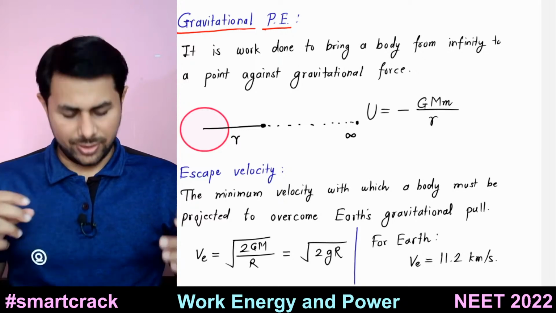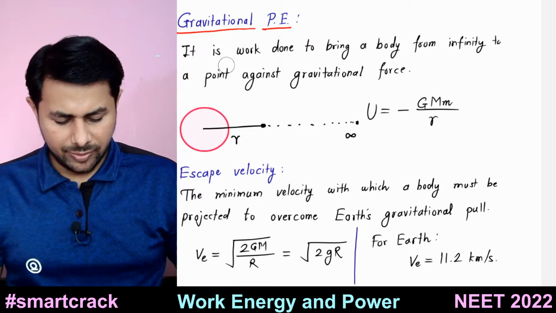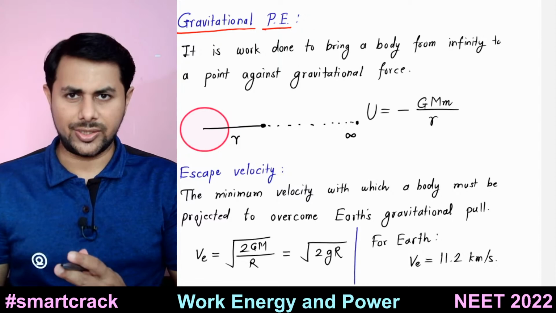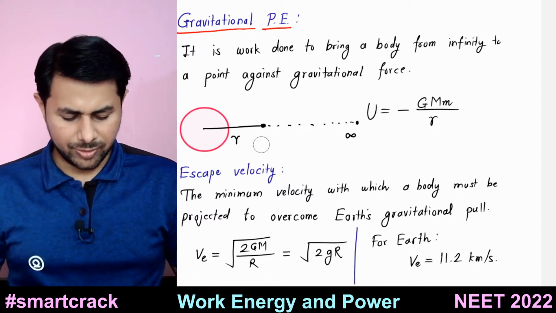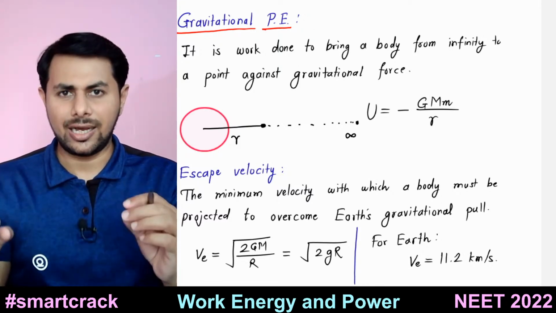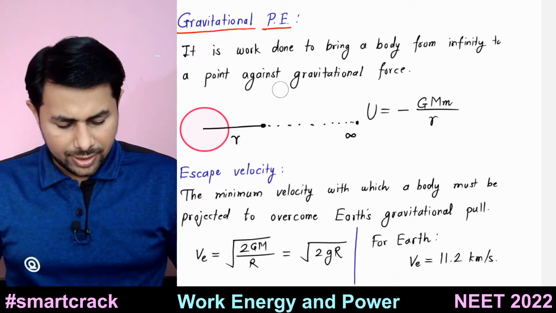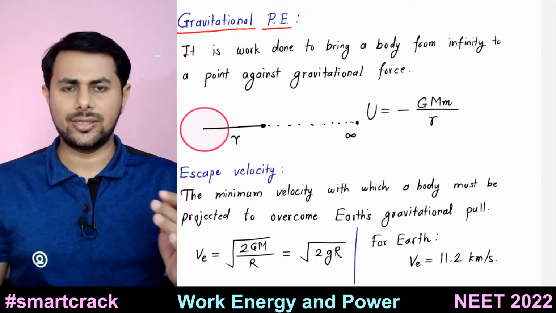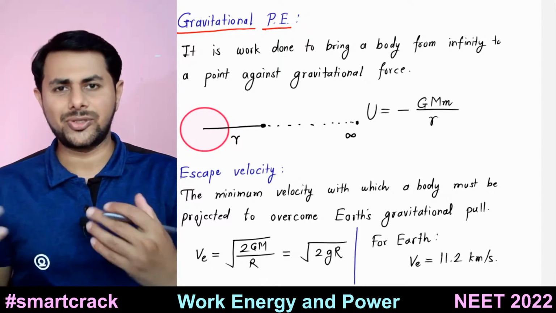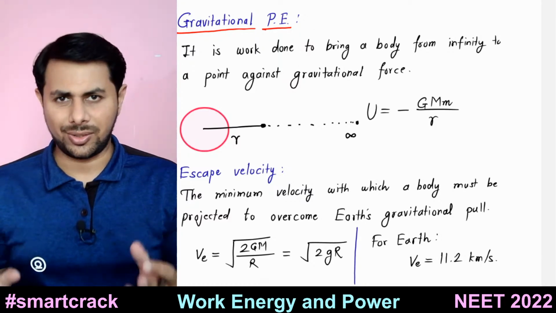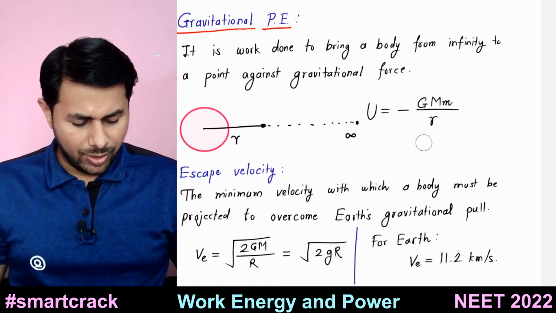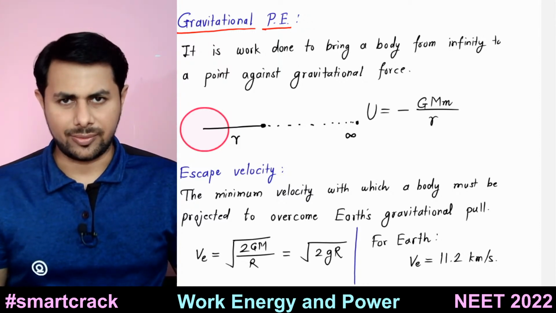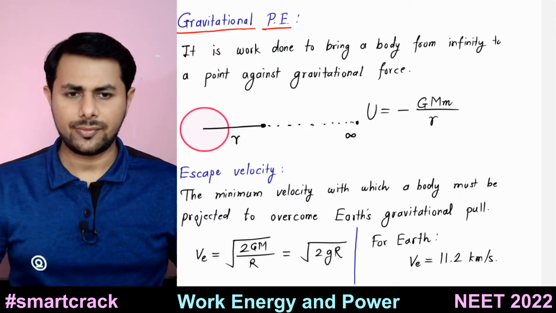This work is stored as the potential energy of the object. So what is potential energy? It is the work done in bringing a body from infinity to a point. Let's suppose we keep that object at distance r from the Earth's center. The work that we do against the gravitational force is known as the potential energy. It gets stored as the potential energy of the object. The formula for potential energy is minus GMm over r. All right, simple.